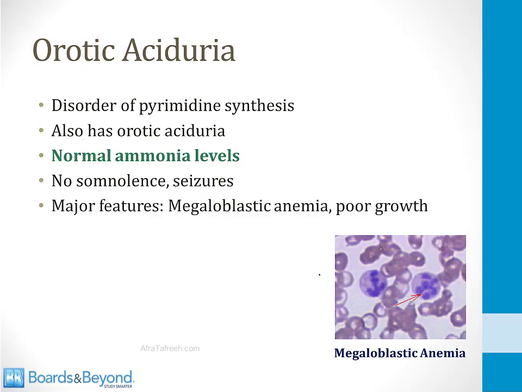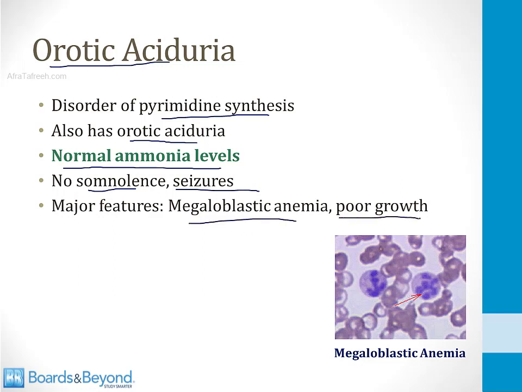And you don't want to confuse an OTC deficiency with another condition called orotic aciduria. This is a disorder of pyrimidine synthesis that I discuss in the videos on pyrimidine metabolism. It also has high levels of orotic acid in the urine and in the blood. However, in orotic aciduria, there is no problem with the urea cycle, so the ammonia levels are normal. This means there will be no somnolence in these babies, no seizures in these babies. The major feature of orotic aciduria is a megaloblastic anemia and poor growth.